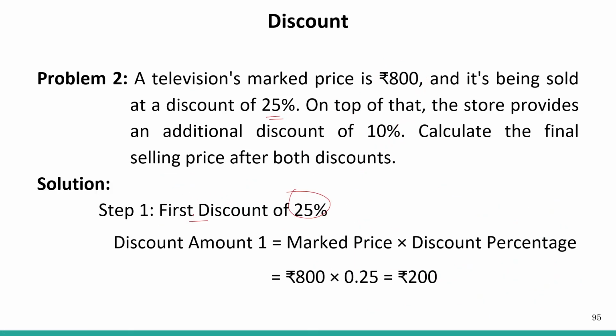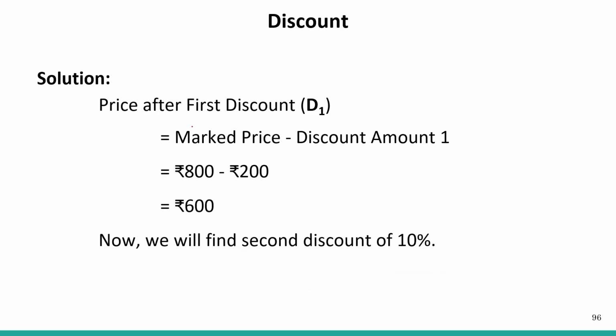So let's see the step-by-step solution. The first discount applied is 25%. So 25% of 800 is equal to 200 rupees. So discount amount 1 will be 200 rupees. The price after the first discount is equal to 800 minus 200, which is equal to 600.